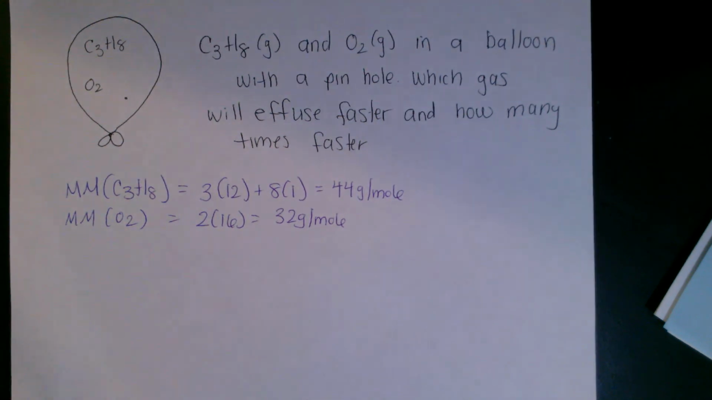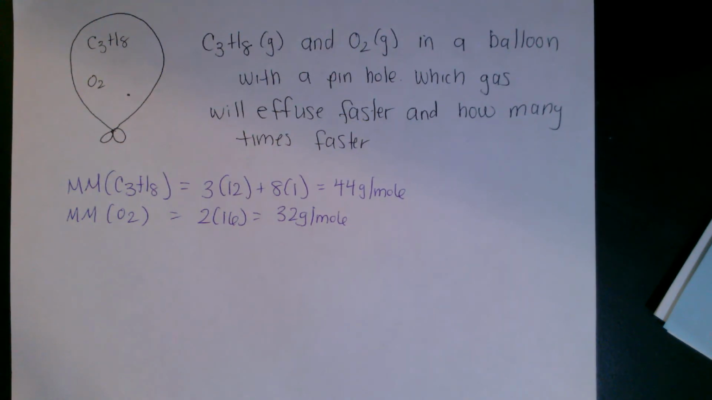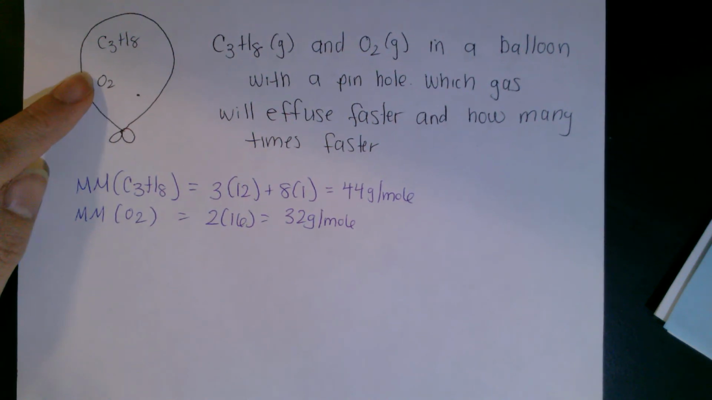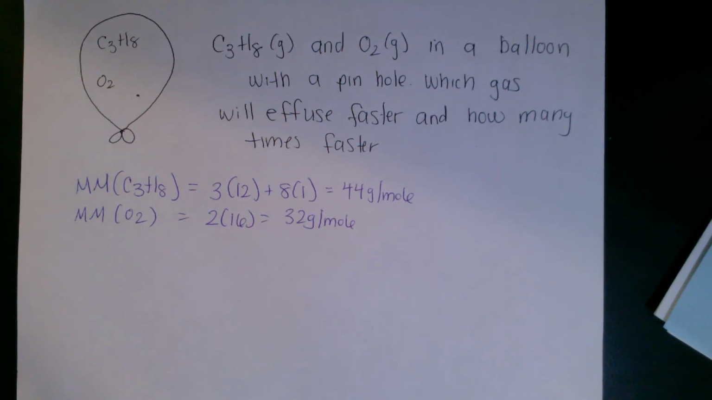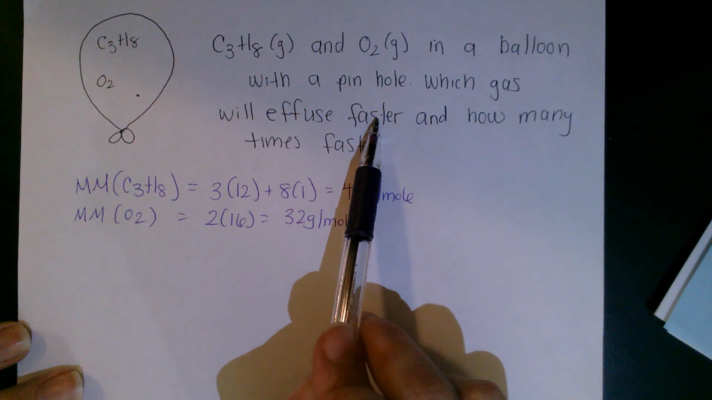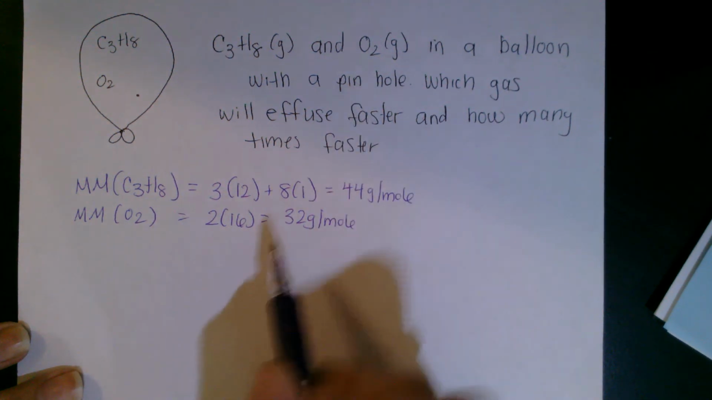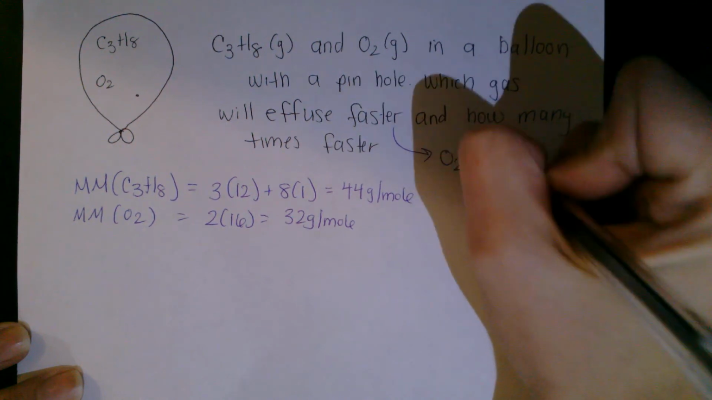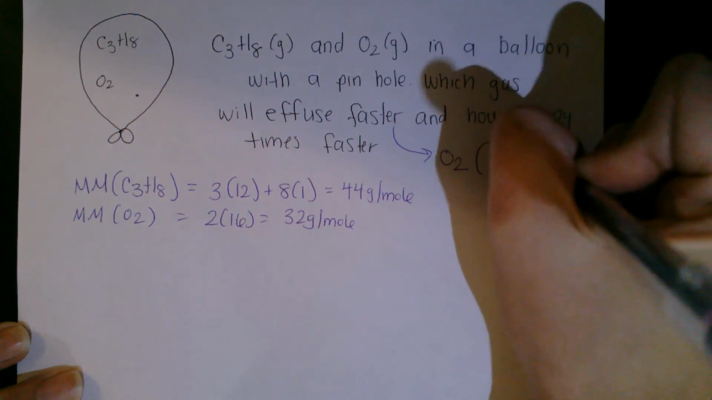Okay, so we know rate is directly proportional to temperature. These two gases, since they're in the same container, have to be at the same temperature, so that's not a factor here. The faster gas is going to be the one with the smaller mass. Remember, it was inversely proportional to mass. So which gas will effuse faster? The answer to that is O2, and we know that is true because it has the lower molar mass.